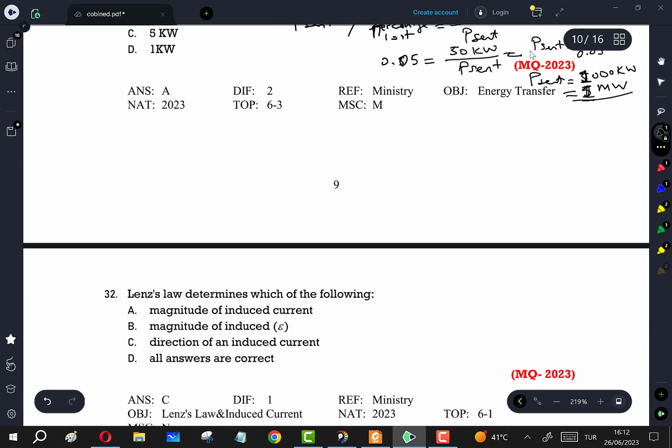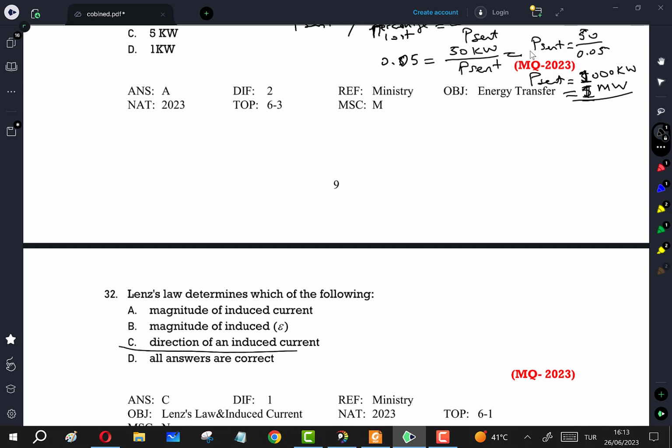32. Lenz's law determines which of the following: magnitude of the induced current, magnitude of the induced EMF, direction of the induced current. Definition of Lenz's law.